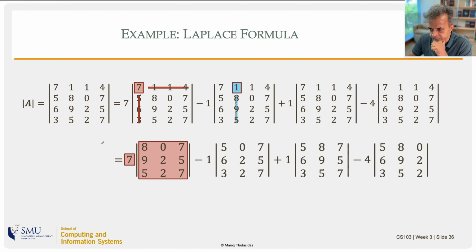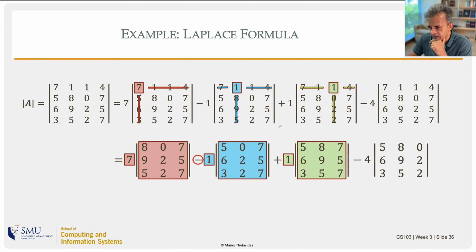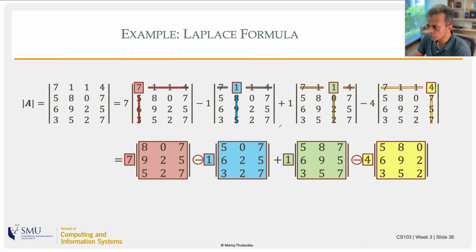Then for the next term, you delete the blue column and blue row, and then you get the blue minor here with a minus 1, because it's minus 1 to the power 1 plus 2, 3, so minus. The next one is the green one, that comes with a positive sign, and the last one again comes with a negative sign, that's the yellow one. So delete the yellow row and the yellow column, and minus, because that is row number 1 and column number 4. 1 plus 4 is 5. So minus 1 to the power 5.